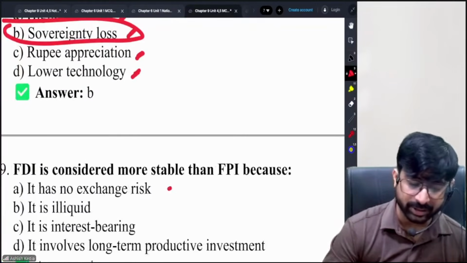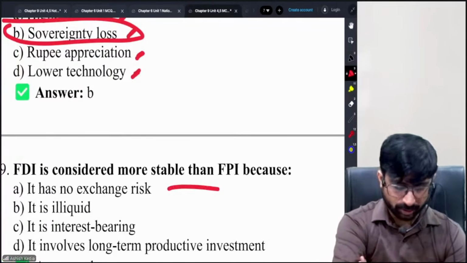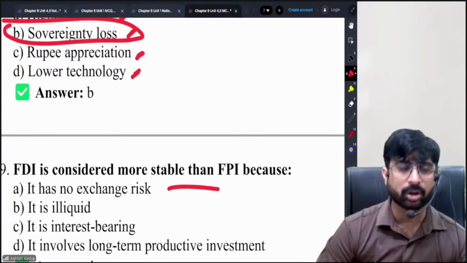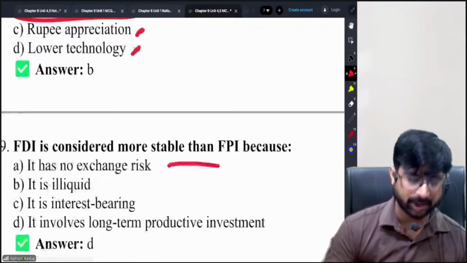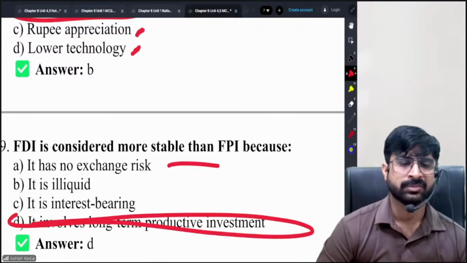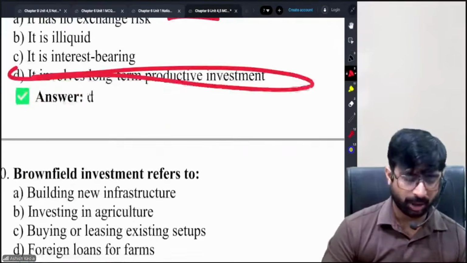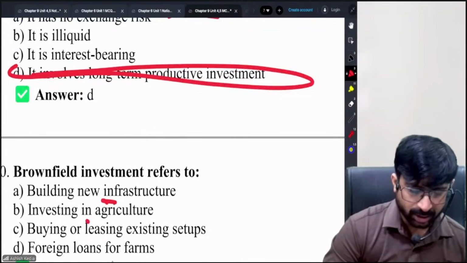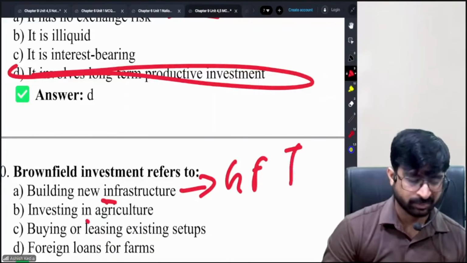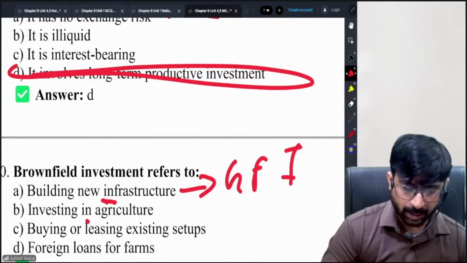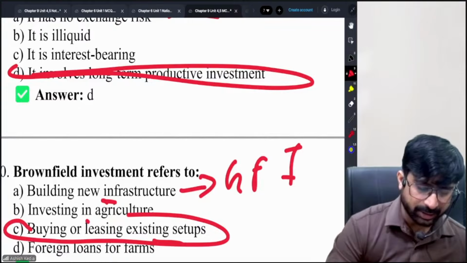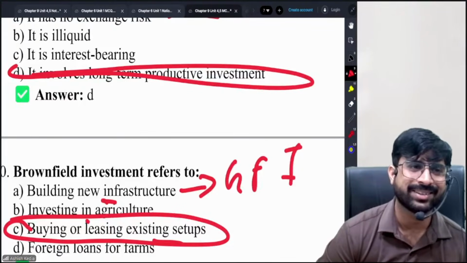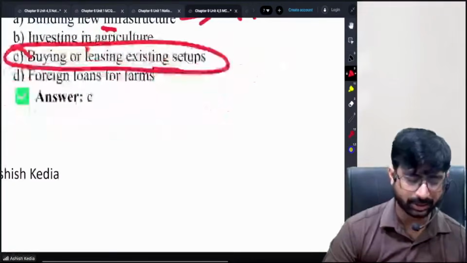Why is FDI considered more stable than FPI? Because it has no exchange risk, it is illiquid, it is interest bearing, or it involves long term productive investment. See, it is stable because it is long term. Brownfield investment refers to what? Building new infrastructure, that is greenfield investment. Investing in agriculture, buying or leasing existing setup. I give the example of an airport. An airport is already running. You just lease it.